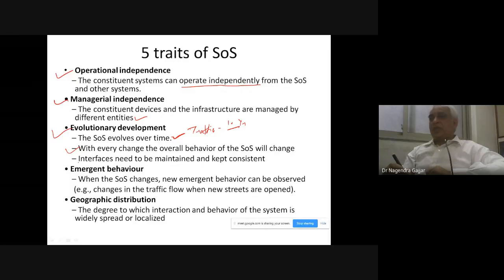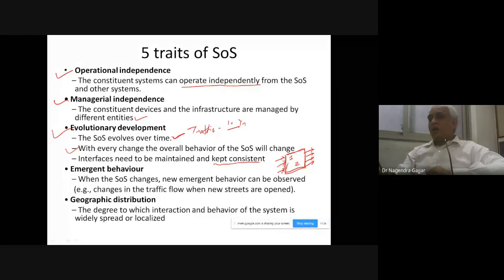The third point is that the interface needs to be maintained and kept consistent. The good or bad part of these systems is that I have interfaces, and I need to keep them consistent. Even if I replace my box number 1 with my box number 2, the input and output interfaces must be the same. So consistency maintenance is also an issue.